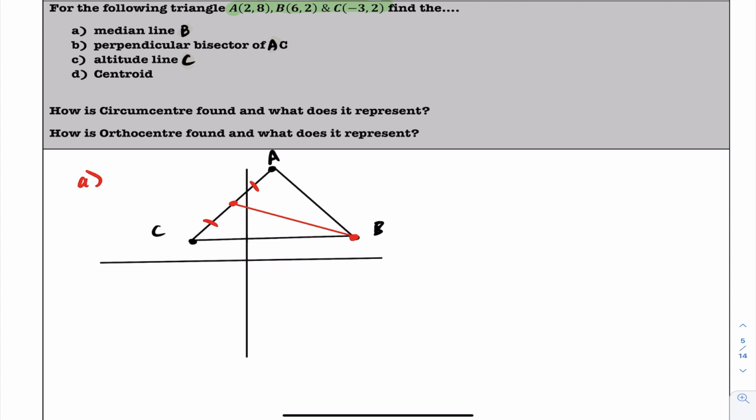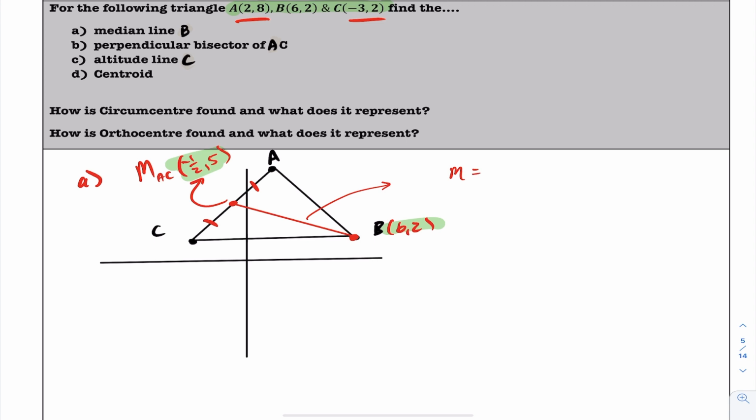Well, I know point B. Point B is the point 6 and 2. And I know that this line passes through the midpoint, so I need to find the midpoint of AC. So I'm averaging out the AC values. So the midpoint of AC here is going to be equal to, you add up your x's and divide by 2, in which case here we're going to get minus a half for my x coordinate, and the other one will be 5. So when I go ahead and find the equation of this line here, essentially we're just finding the equation of a line given 2 points.